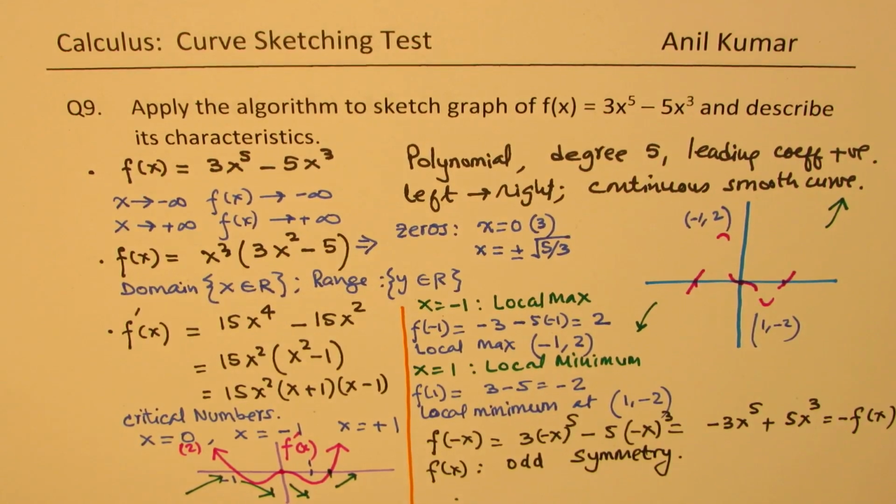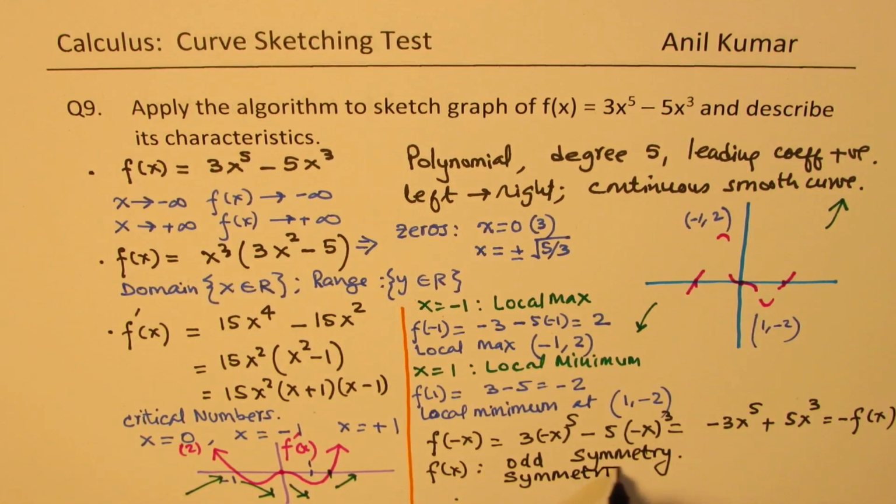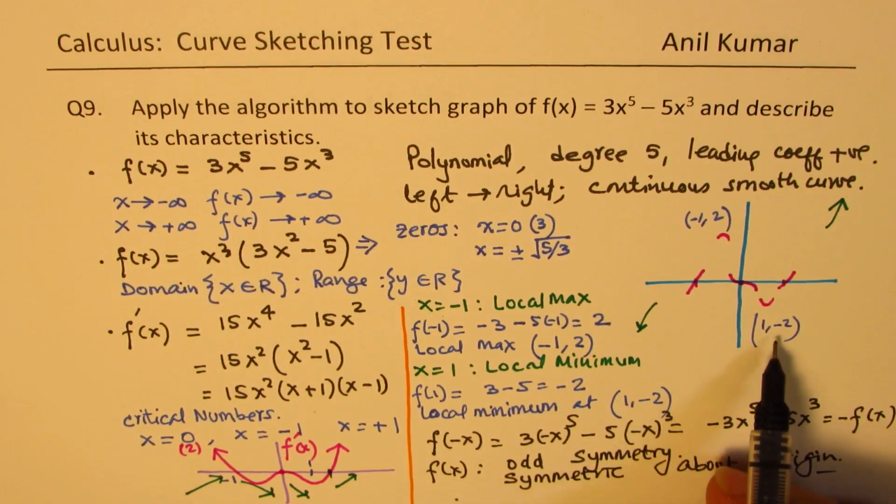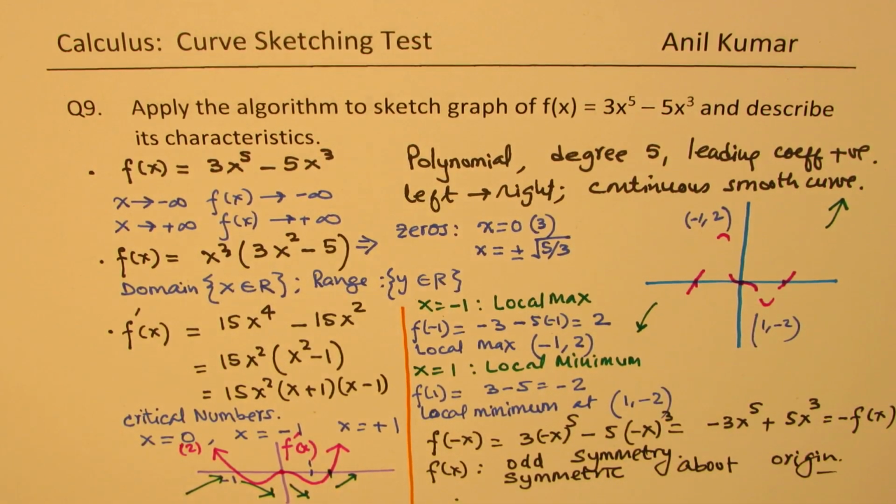Is that clear to you? So this is symmetric about the origin. That's why we got that matching pair. Do you see that part? So this is also a very important characteristic which you could write down.